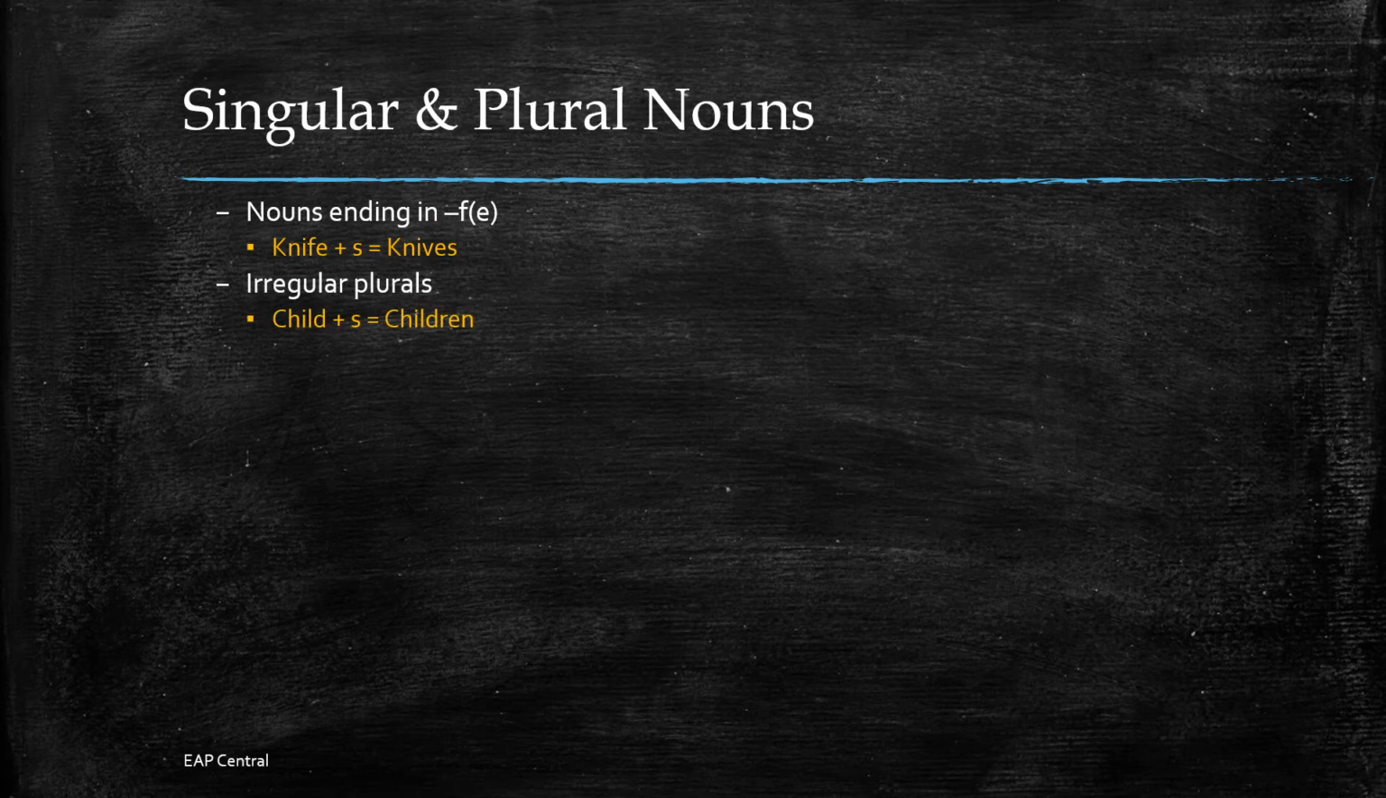There are also some other nouns that have irregular plurals. For example, like child here. In other words, just by adding an s, they do not change into plurals. Their plurals must be memorized. In other words, you must memorize them, so you must check them. We cannot add an s to child and say, okay, childs. It is wrong. The plural form of child is children.